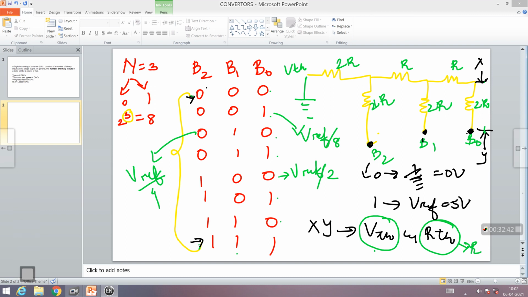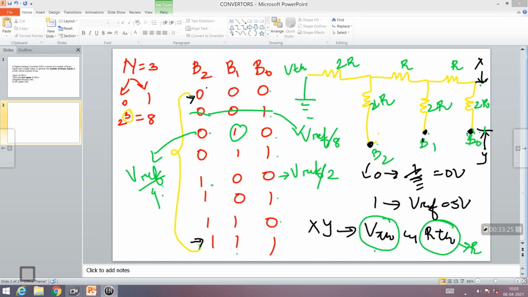RTH will be R, which will always be the same. I have already explained to you all how to do it for 001, it's already done. Now you can repeat the procedure for 010, VTH will be Vref by 4. It is the voltage experienced at points X and Y. When you calculate it, you get Vref by 4, where the combination is 0, 1, 0. So here you give ground. For B1 you give 5 volts. For B2, which is MSB, again you are grounding. Same way for the 100 combination, your B2 is going to be given Vref, 5 volts, and B1 and B0 are going to be grounded.